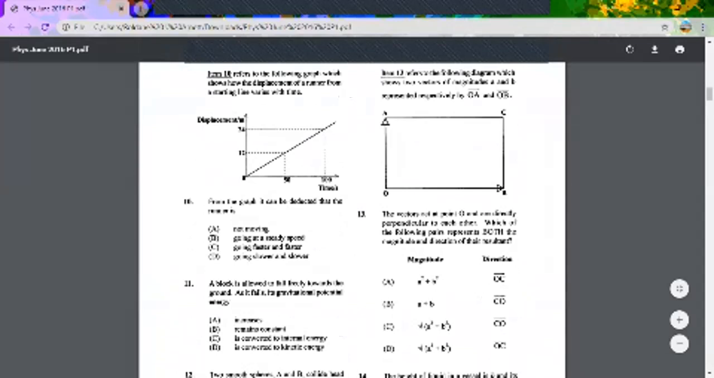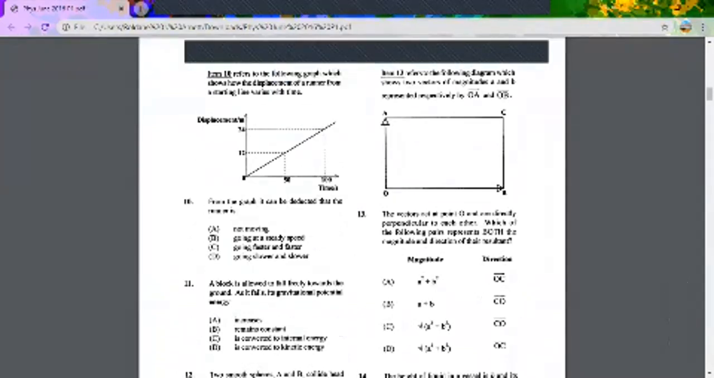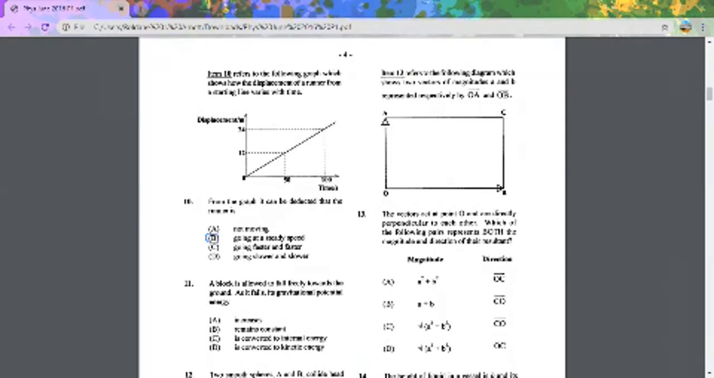Number 10. So we should analyze this graph and answer the question. From the graph, it can be deduced that the runner is B, moving at a steady speed, because we see that there is a constant change in displacement with respect to time. So he must be moving at a constant speed.